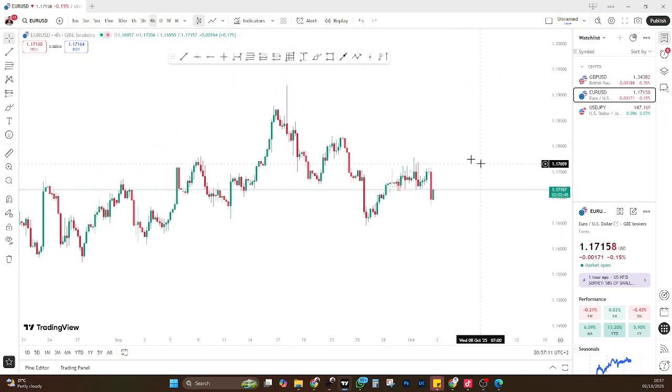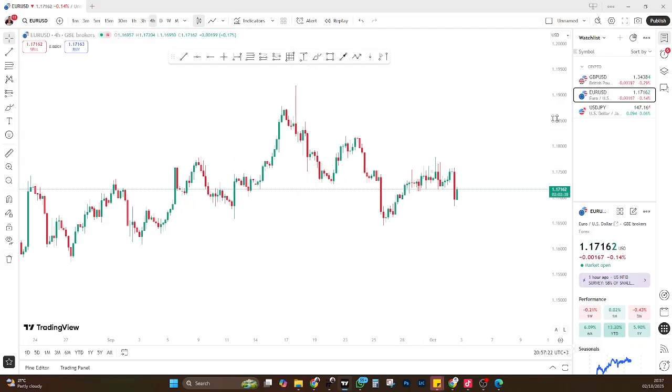So that is the difference between a break of market structure and change of character.